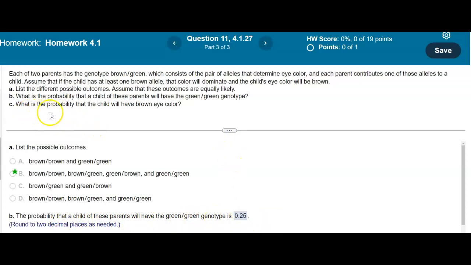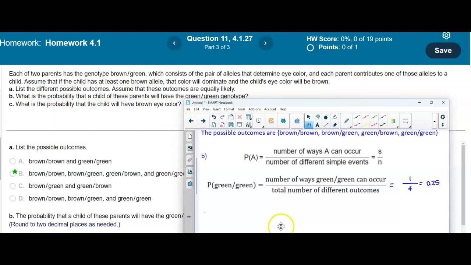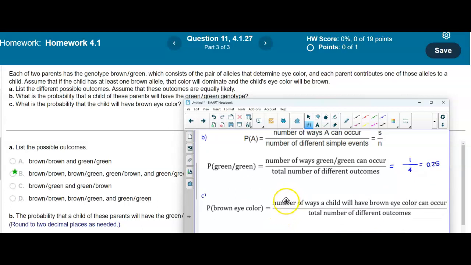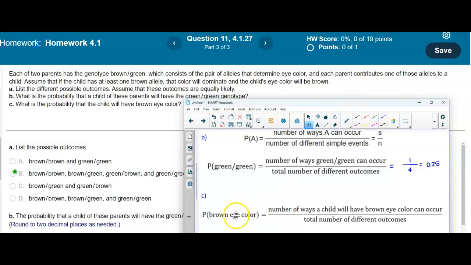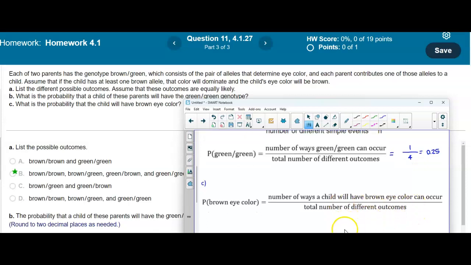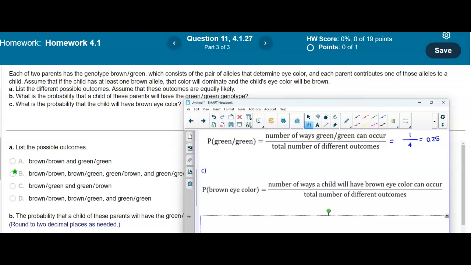The last question says, what is the probability that the child will have brown eye color? So taking a look at C, you would want to do the following. We're looking at, okay, what is the probability of a brown eye color? So that means what are the number of ways a child will have brown eye color can occur divided by the total number of different outcomes.